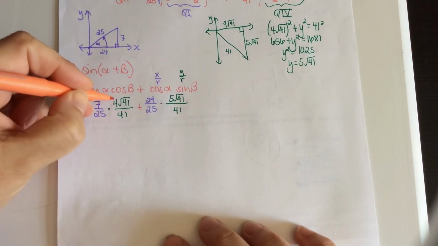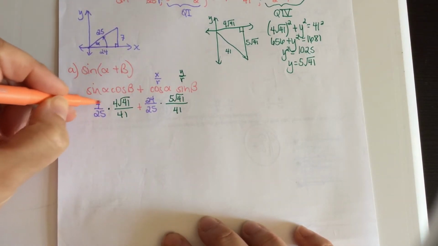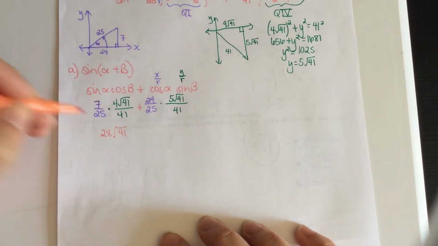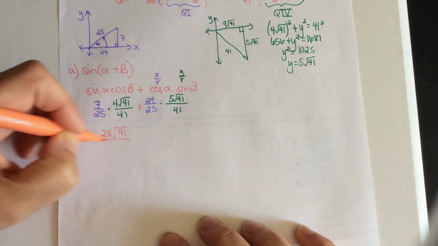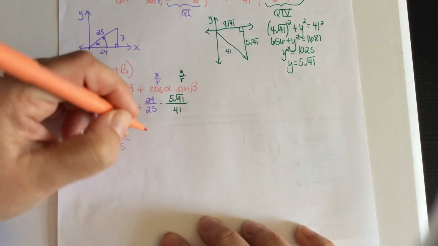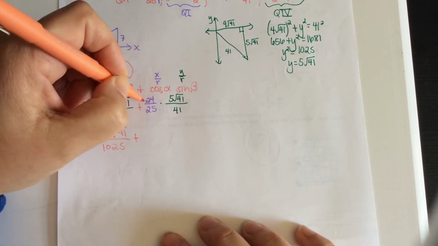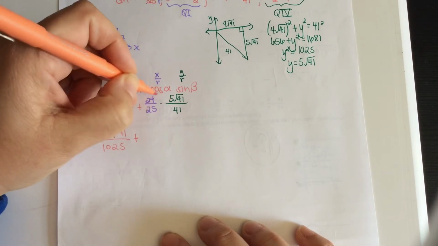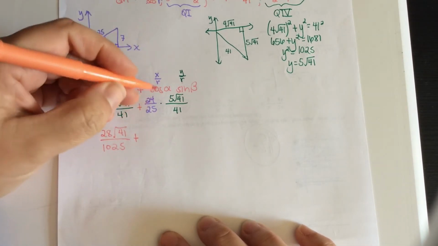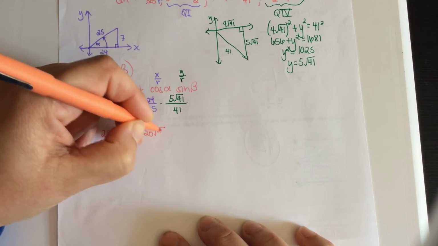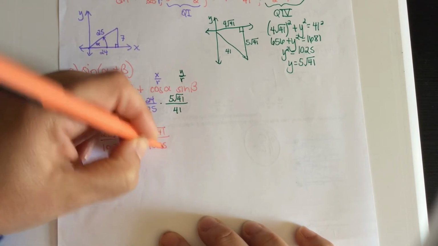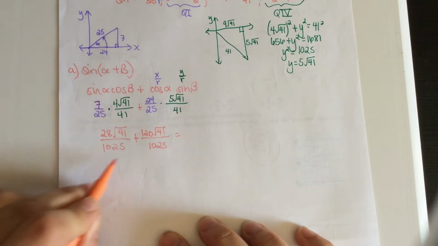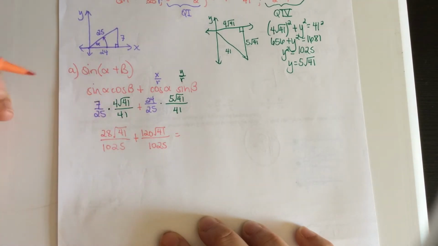So I'm going to do 7 times 4 rad 41. I can multiply the 7 and 4 because they're both outside of the radical. 25 times 41 we just figured out was 1,025. 24 times 5, I'm going to do 5 times 20 is 100, plus 5 times 4 is 20. So 120. So my final answer, I can smush these together because they have a common denominator and a like radical.